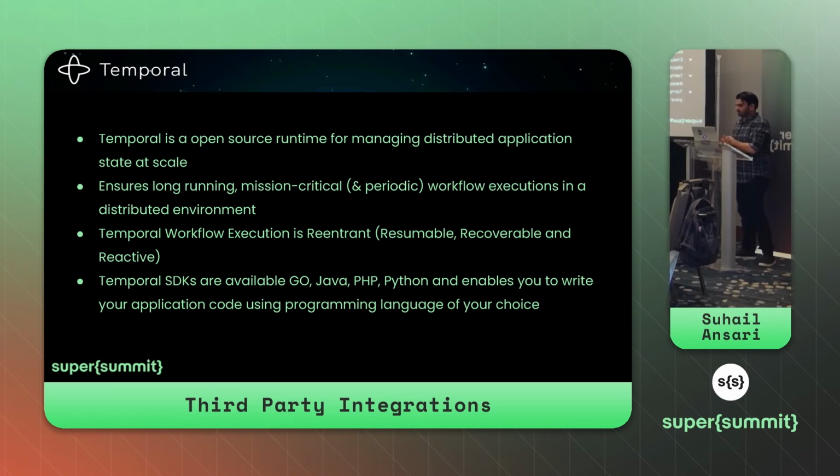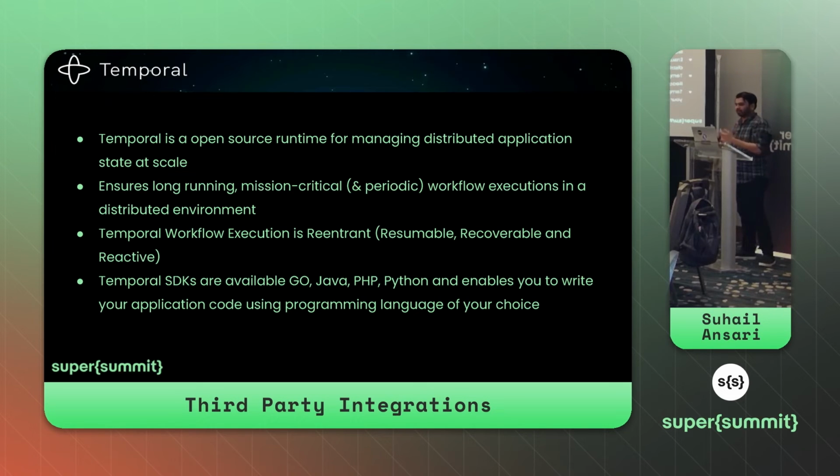It's Reentrant. So what do you mean by that? Resumable, recoverable, and reactive. Resumable, like I said, you can suspend the workflow for days, weeks, months, years, whatever. Recoverable. A workflow is just a set of steps, a set of tasks that you have orchestrated. So if any of your steps fails, it's super easy to recover from that error. You can just retry.